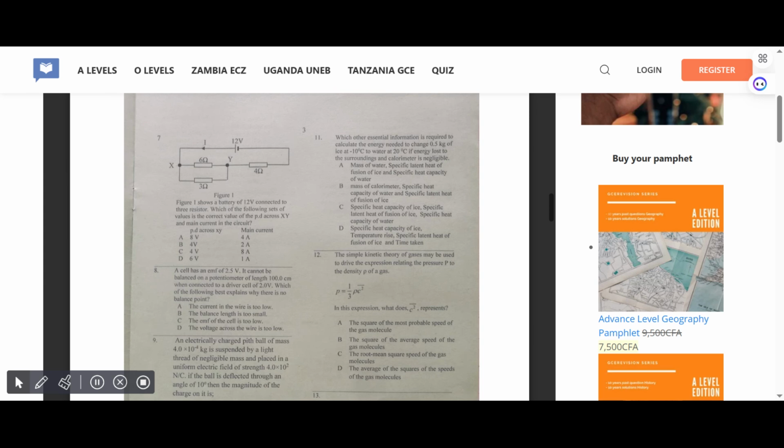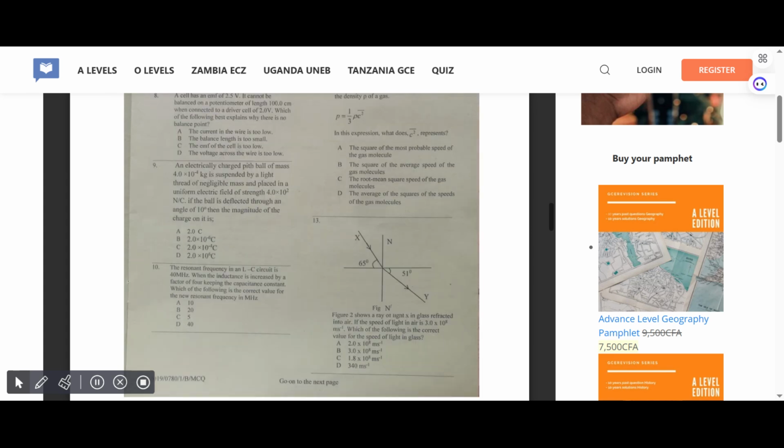Question 8. A cell has an EMF of 2.5 V. It cannot be balanced on a potentiometer of length 100 centimeters when connected to the driver cell of 2.0 V. Which of the following best explains why there is no balance point? The correct answer for 8 is D: the voltage across the wire is too low.